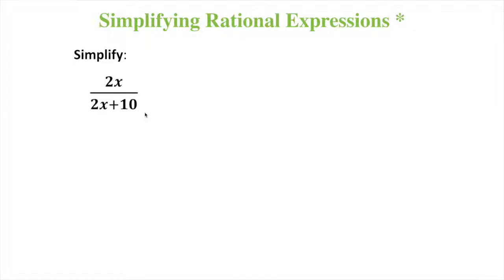I'm going to rewrite this with a 2 pulled out. So this is the same thing as 2 times x. And on the bottom, it's going to be 2 times x plus 5. 2 times x gives me 2x. 2 times 5 gives me 10. So I know I did that one correctly.